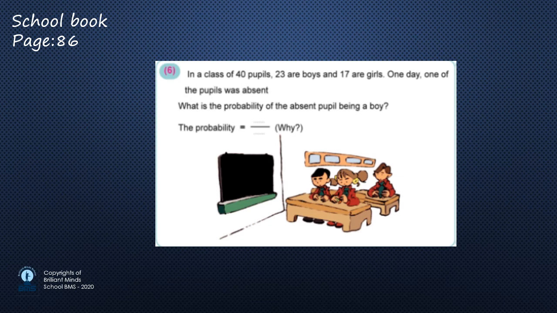We know that the denominator will be the total number of boys and girls together. How many students are in the class? 40. So we're going to put 40 in the denominator. Now, the probability of the absent pupil being a boy. Maybe the first boy, maybe the second boy, maybe the third boy, and so on. We have 23 boys. So it could be 1 out of all the 23 boys. So the numerator here will be 23. So the probability of the absent pupil being a boy equals 23 out of 40.